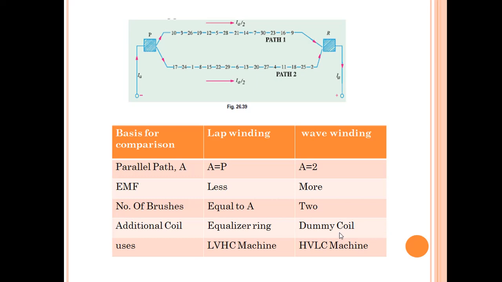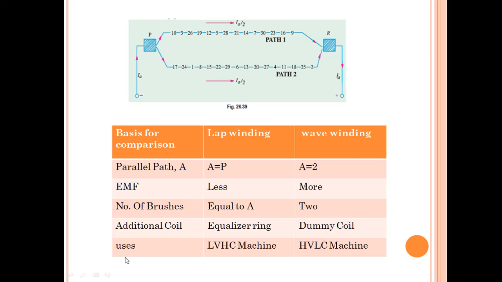That's why it is called a dummy coil or dummy conductor. Why is it dummy? Because that conductor is nowhere connected to other conductors. It is there physically, but its electrical contribution is zero. That is what a dummy coil is. In lap winding there is no dummy coil concept, and likewise in wave winding there is no equalizer ring concept.